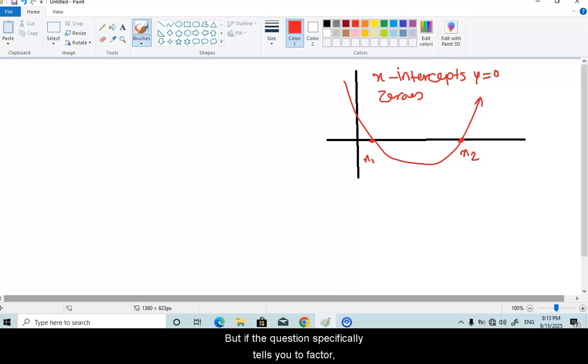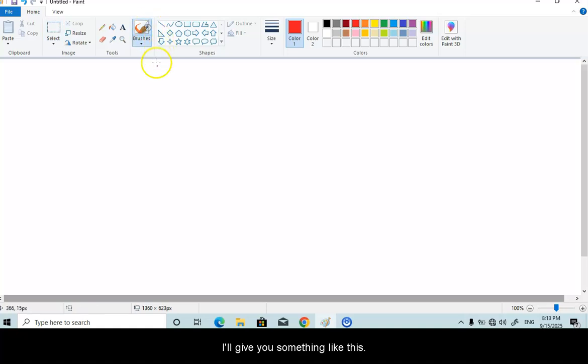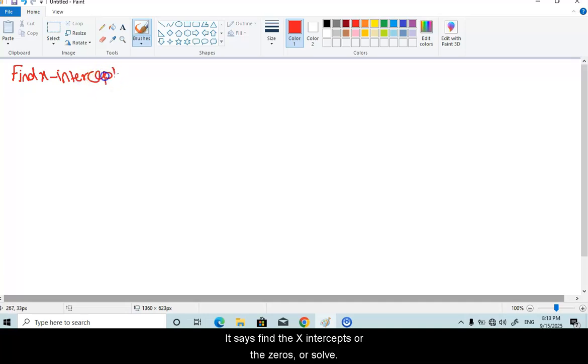But if the question specifically tells you to factor, or if factoring seems much easier and faster for you, you can factor. So factoring has its process too. Factoring goes through these 3 steps: GCF, special cases, and then FOIL. So look, for example, I'll give you something like this. It says find the x-intercepts, or the zeros, or solve. These are all the same thing, using factoring.